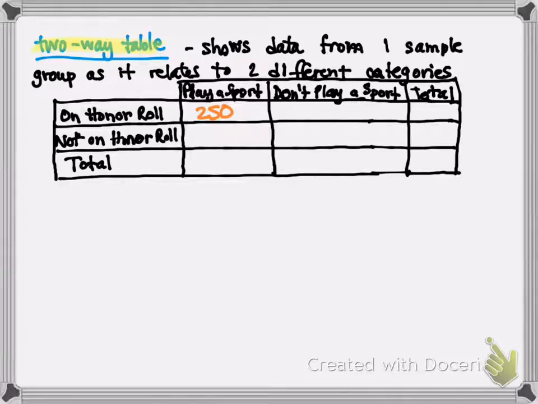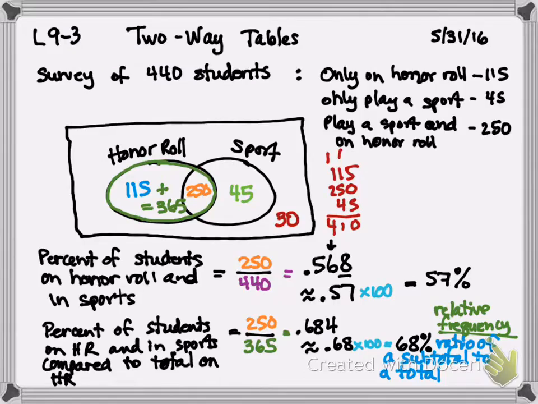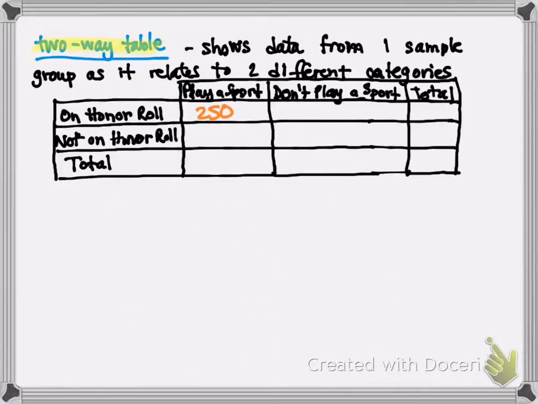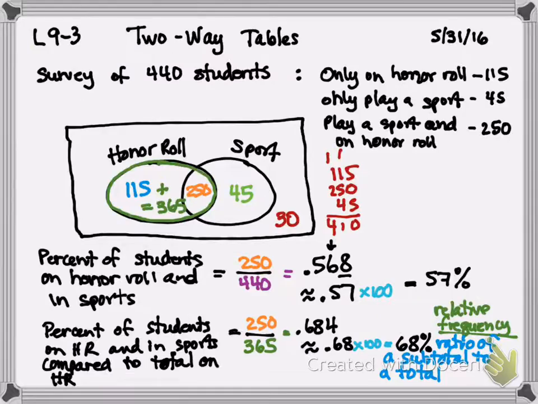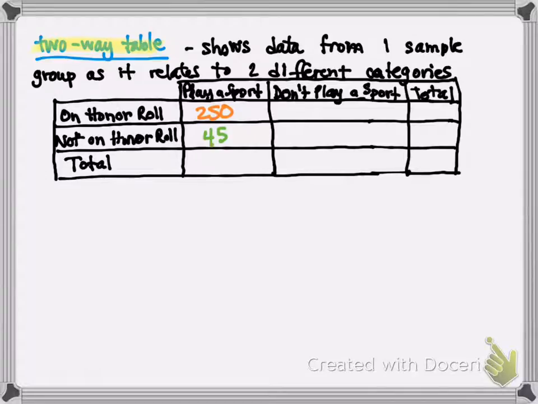Okay. Let's see, what else did we have? We had 45 that were sports, but not honor roll. Let's see, what color was that? Green. So sports, not honor roll. So on play a sport, but not on honor roll, that was the 45. Let's see, what color did I use? Blue. So for the students that were on honor roll, but didn't play a sport, that was 115. And then we had 30, right? Those would be the kids who are not on honor roll and didn't play a sport.